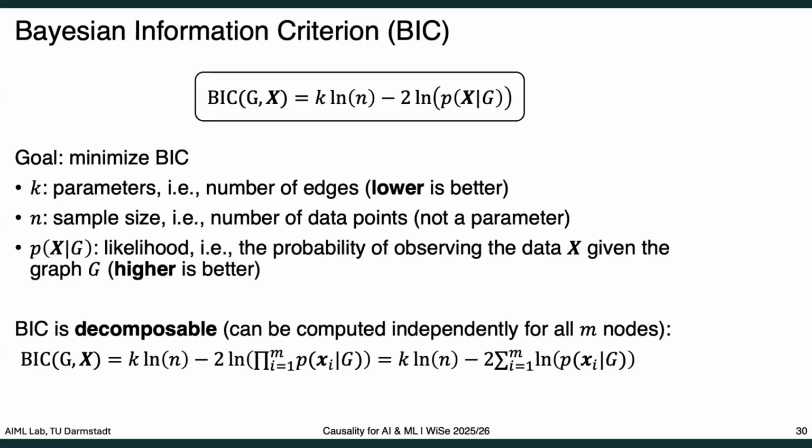For GS, an important property for efficiency is decomposability, meaning that we can compute the score for each node, so for each function in the SEM, independently. You can do two small mathematical steps, and then you can see that we can basically do this node-wise, independently.